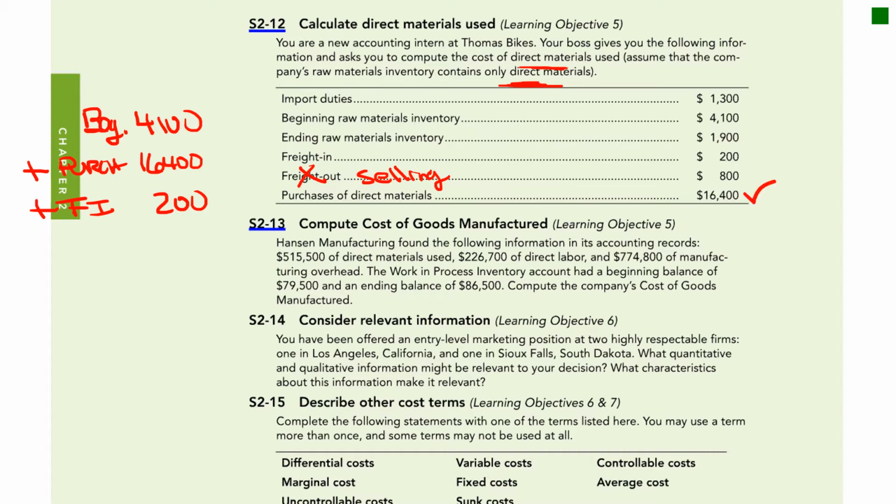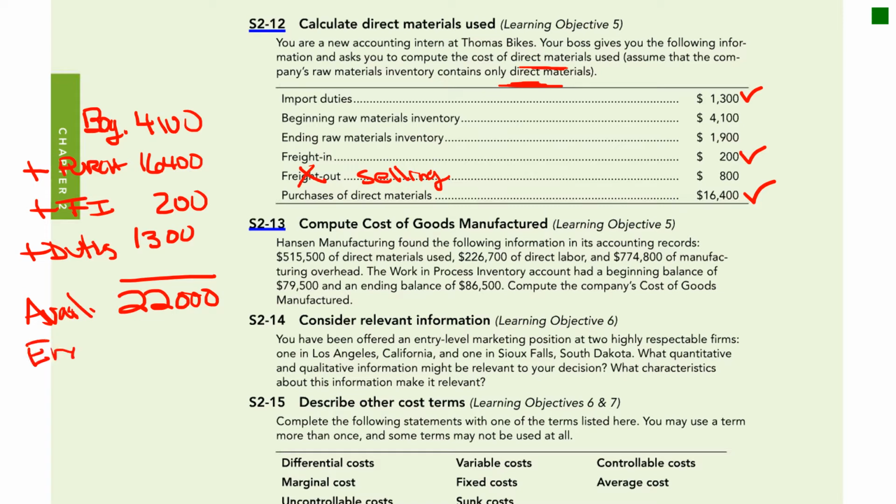So we got the $16,400. We got the freight in. Import duties is essentially kind of like a tax. So we got that. So we're going to add the duties that we have to pay. That's also part of that cost. And so if you combine all these to the $4,100, that's going to put you right about, looks like it's $22,000. That's what's available for sale.